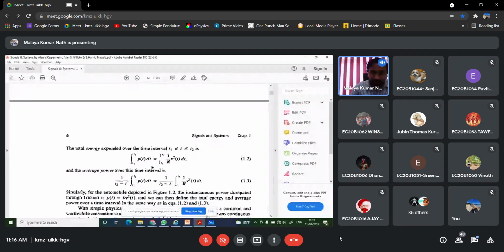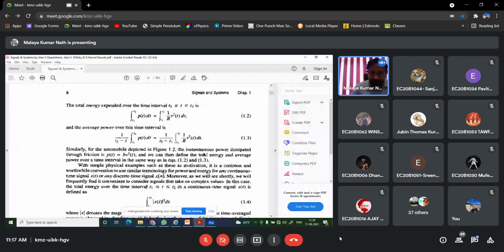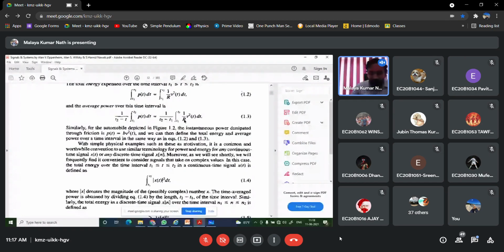Now what will be the average power? The average power is obtained by dividing by the time, that is 1 upon t2 minus t1, as given in this equation. Here the 1 is missing, so it is 1 upon t2 minus t1 times the integral from t1 to t2 of p(t) dt. That gives 1 upon t2 minus t1 times the integral from t1 to t2 of 1 by R v squared(t) dt. Right. In this case, if we consider R equal to 1, this gives v squared(t). So this is with respect to a voltage.